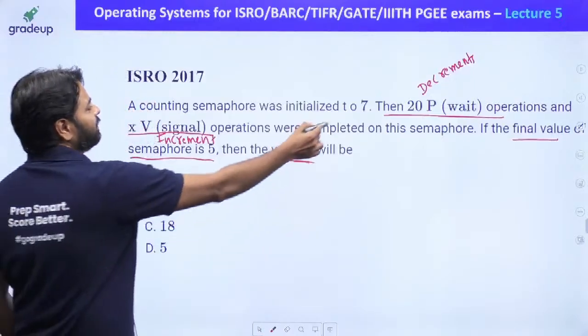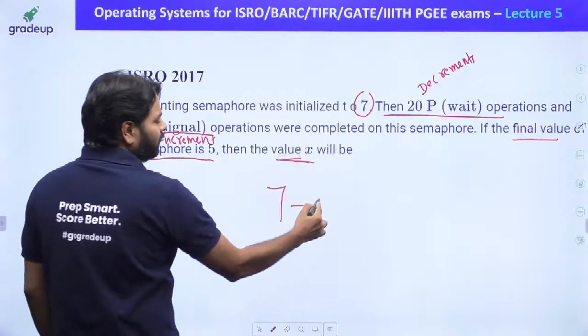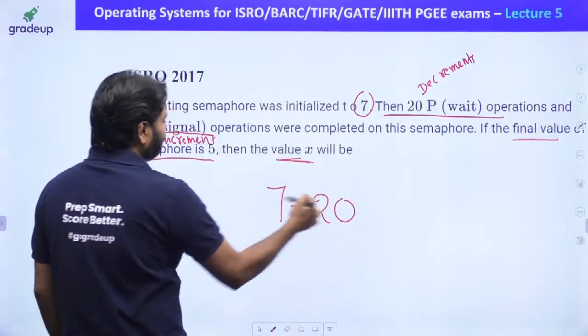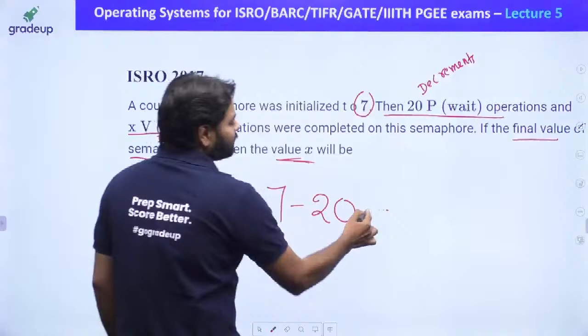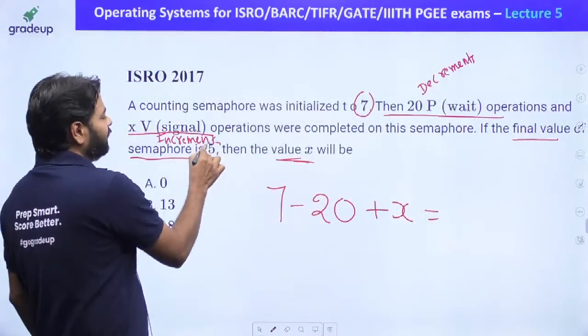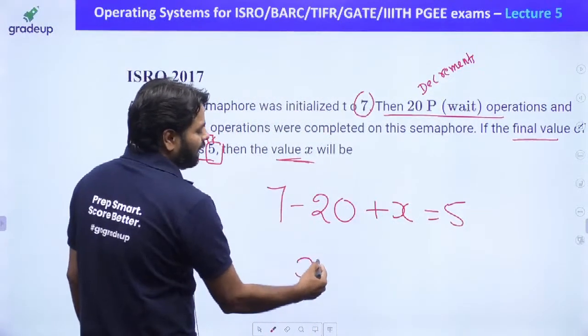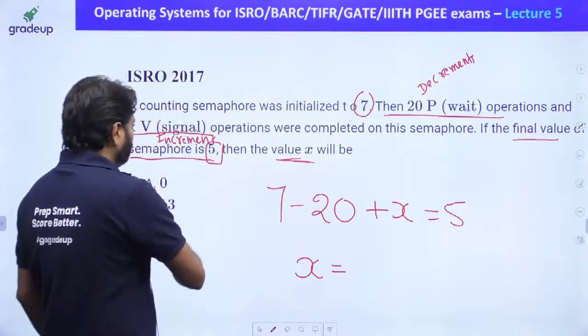The initial value is given as 7. If you decrement 20 times and increment x times, the result is given as 5. Using this, you just need to calculate the x value, which is going to be 18.